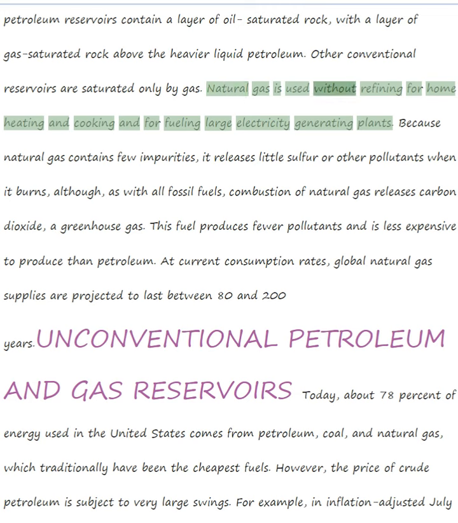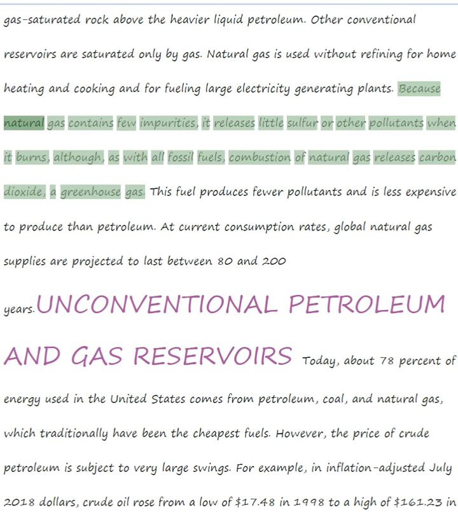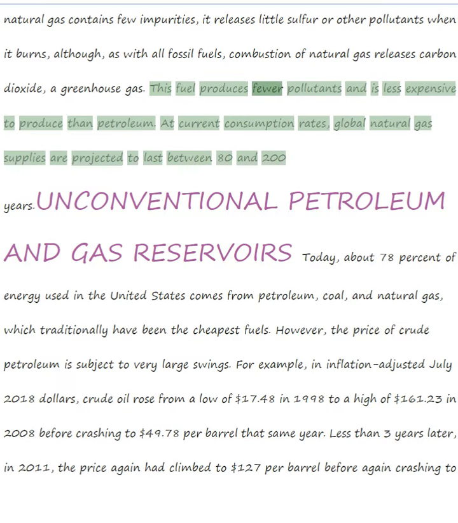Natural gas is used without refining for home heating and cooking and for fueling large electricity generating plants. Because natural gas contains few impurities, it releases little sulfur or other pollutants when it burns, although, as with all fossil fuels, combustion of natural gas releases carbon dioxide, a greenhouse gas. This fuel produces fewer pollutants and is less expensive to produce than petroleum.